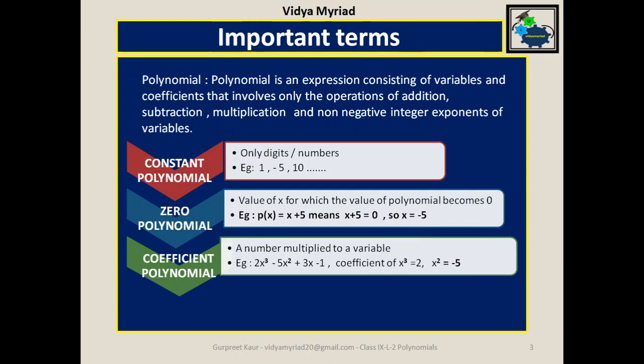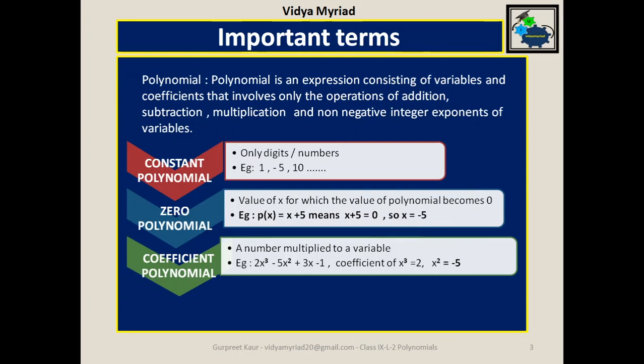Then there are zeros of the polynomials, which means the value of the variable that will make your expression 0. For example, you have the expression x plus 5. On what value of x will my expression become 0? I will first find the value of x by equating it to 0. x plus 5 equals 0, and x comes to minus 5. So when I put this minus 5 in my expression x plus 5, the ultimate result is 0.